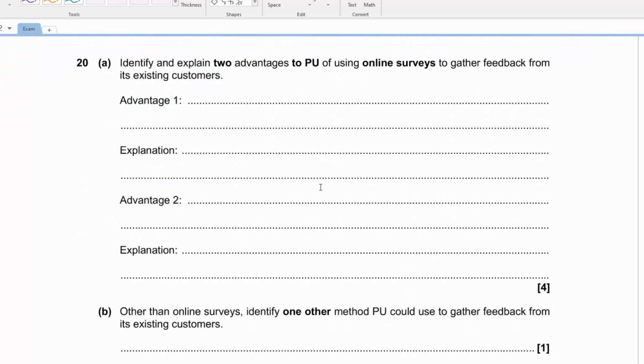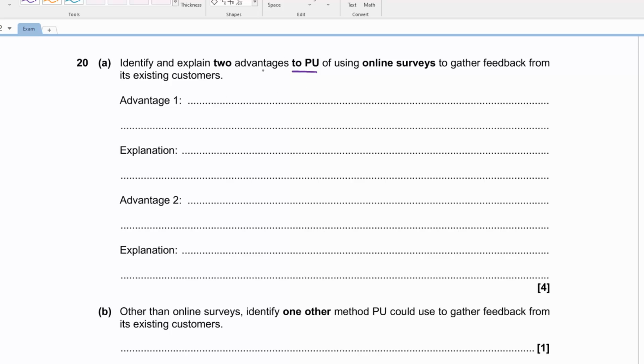Okay, right, next one. So identify and explain 2 advantages to PU of using online surveys to gather feedback from its existing customers. Really important, again, I think it's the 3rd question running now. It's an advantage to PU itself. Important we don't talk about how it's good for customers or how it's good for the environment, it's how it's good for PU in particular.